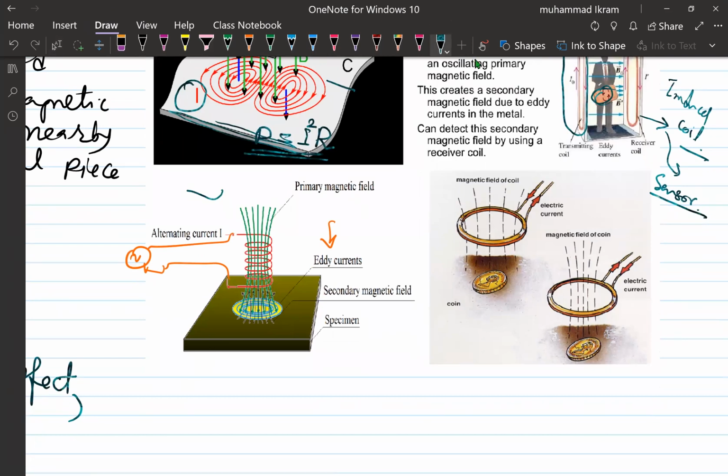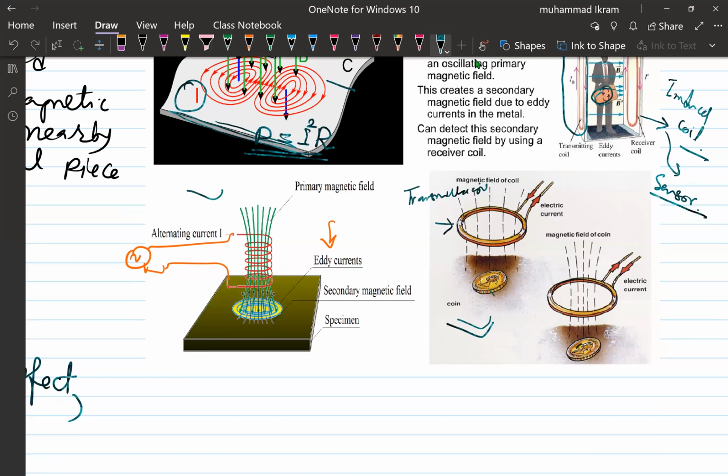Similarly, the same procedure is also used in the detection of coins, right? To discover coins underground or buried by using the metal detector. And here you see, for example, there is the magnetic field of the coil. This is the transmitting coil, okay? The transmitting coil will cause the production of induced current in the metal piece.